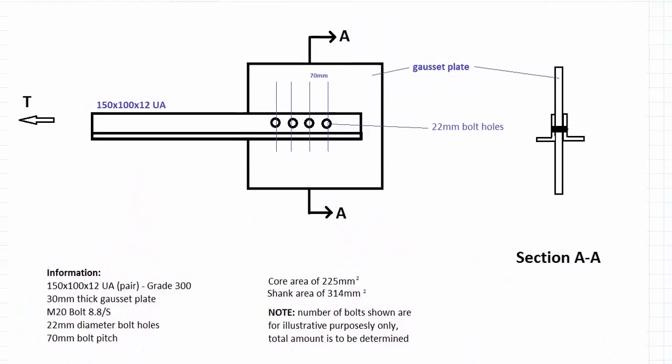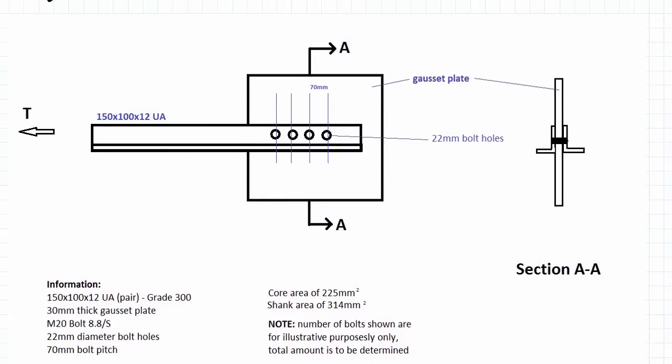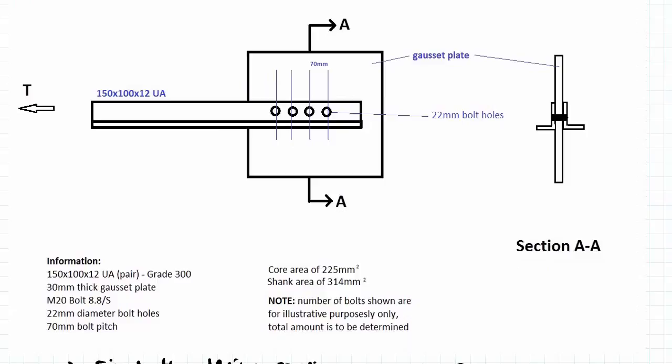Right, so a bit more information about our example. We're going to be using two 150 times 100 times 12 unequal angles, unequal being that they're longer on one side than they are on the other side. They'll also be a grade 300. We are using a 30 millimeter thick gusset plate. A gusset plate is a big square plate here.